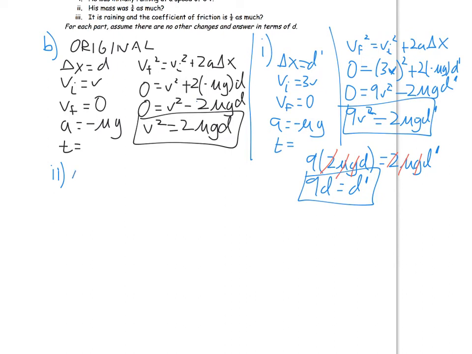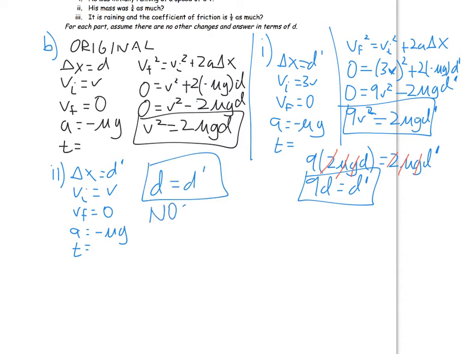Part 2 asks what would happen if my mass was 3/4 as much. So I go ahead and set up my kinematics once again. My displacement is going to be d prime. Once again, I can't assume it's the same. My initial velocity will be back to v because we're no longer changing that. My final will still be 0. My acceleration will still be negative mu g. And you might notice that this setup is identical to this setup. So you can obviously go through and do this, but the easiest thing to say is just that d prime is equal to d. That mass has no change, and that really goes back to the fact that in part A, we divided out the mass. The mass really didn't have an impact.